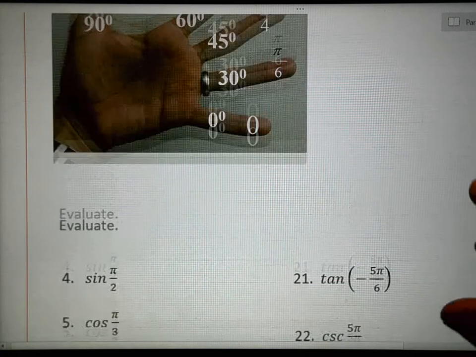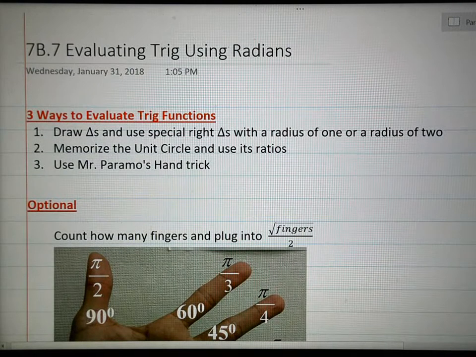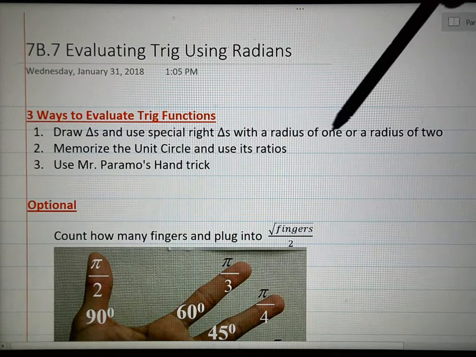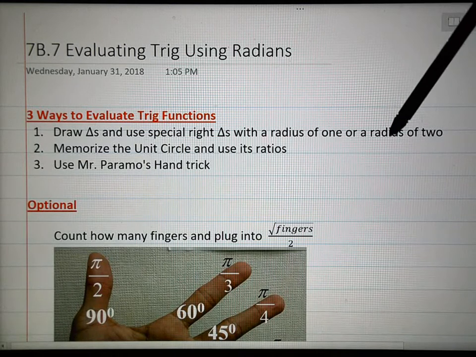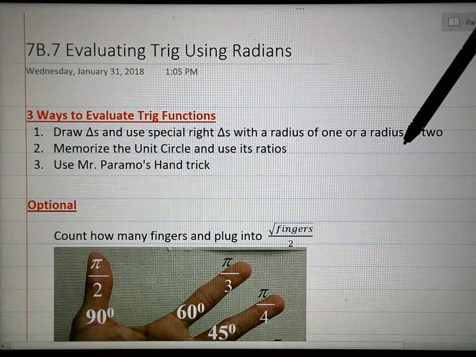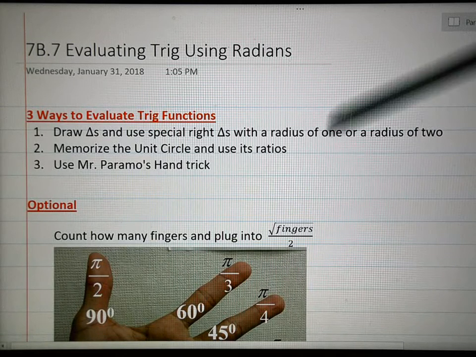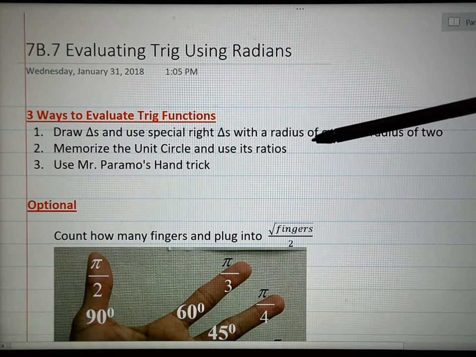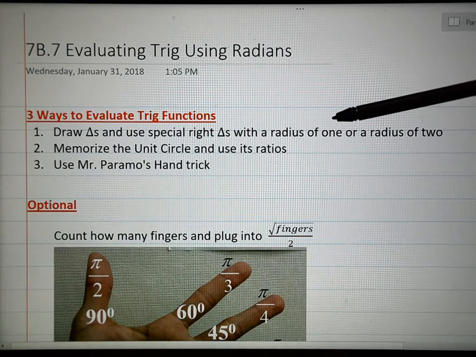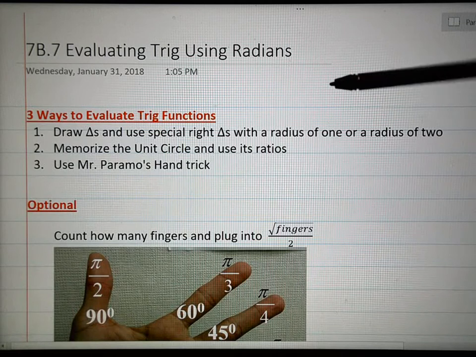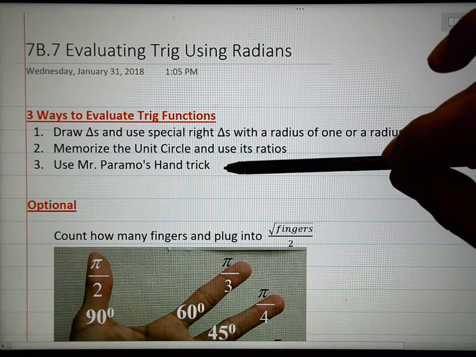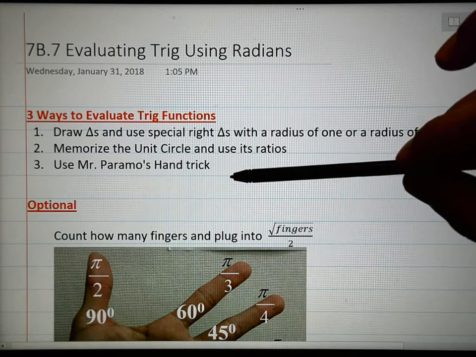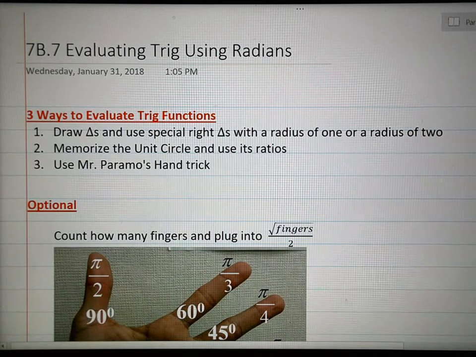And I'm curious, because this is my first time teaching it with your class. How many of you draw triangles with a radius of 1 or a radius of 2 when you do them? That's your preference. That's what I like to do. Raise your hand. Okay, I'm seeing one hand. How many of you have memorized the unit circle and use its ratios? Please raise your hand. 1, 2, 3, 4, 5, 6, 7, 8, 9, 10. Maybe 11. How many of you use Mr. Promo's hand trick? Raise your hand. 2, 4, 6, 8, 10, 12. Okay, so maybe about 16 to 17 of you.